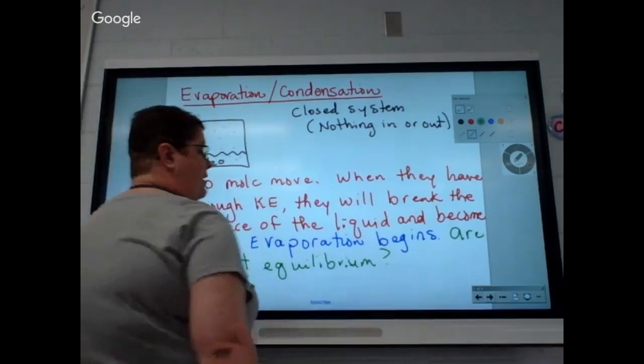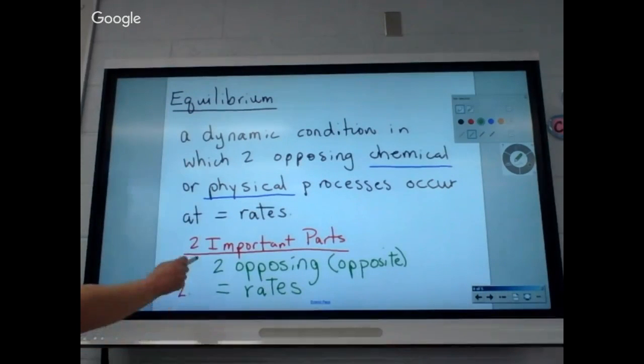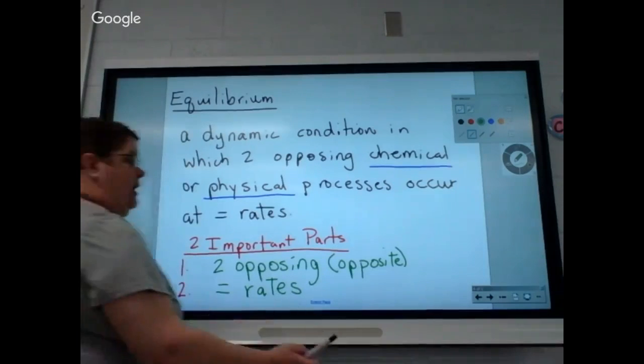All right, before you answer that, think about the two requirements. You have to have two opposing processes, and you have to have equal rates.